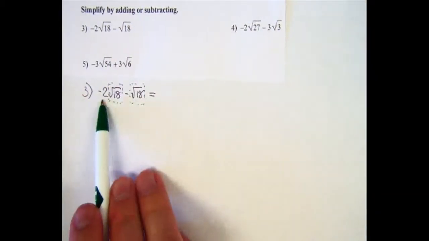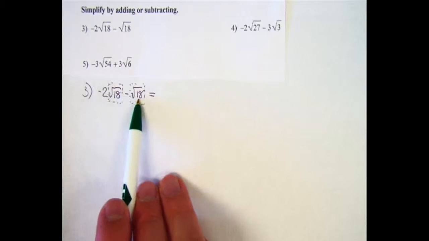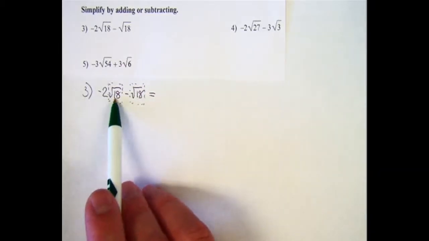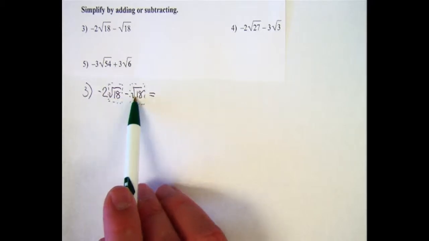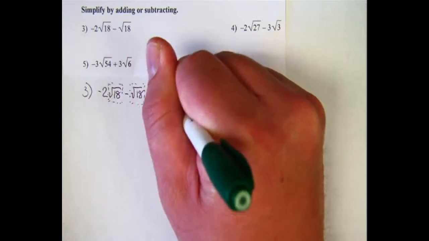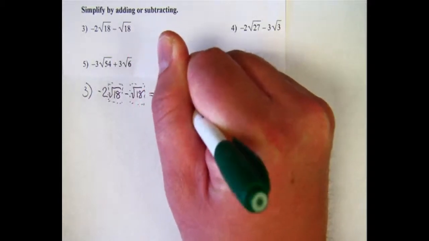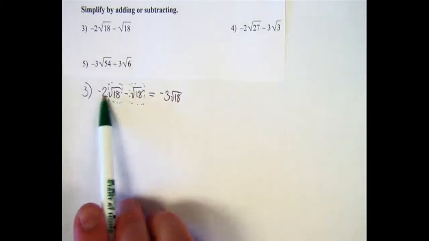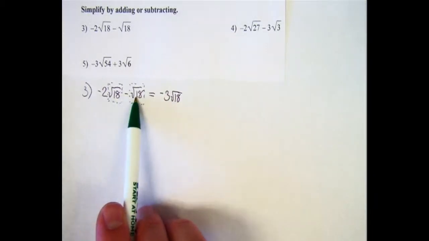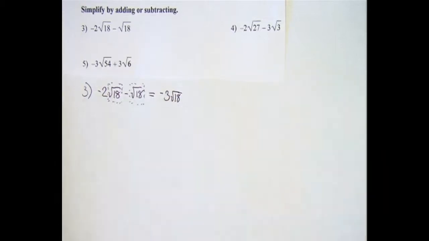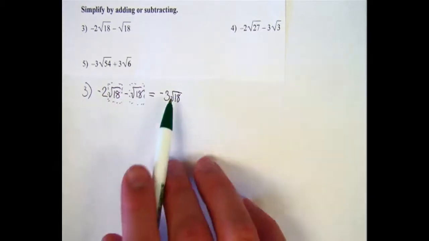So what if I said negative 2x minus x? Well, that would be easy enough. It's negative 3x. Here we're just saying negative 2 times the square root of 18 minus the square root of 18. Well, it's still just going to be negative 3 times the square root of 18, just like that. So all I did was I said I had negative 2 of these minus 1 of these, so negative 2 minus 1 is negative 3 times the square root of 18.